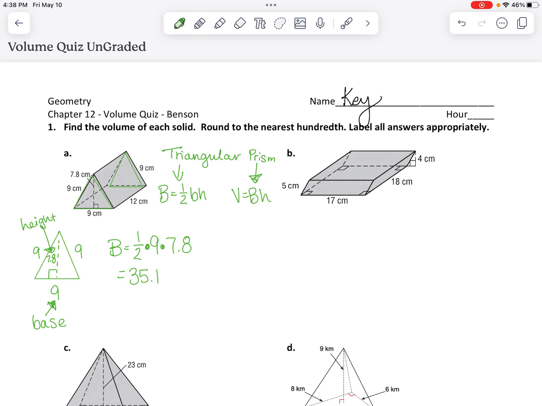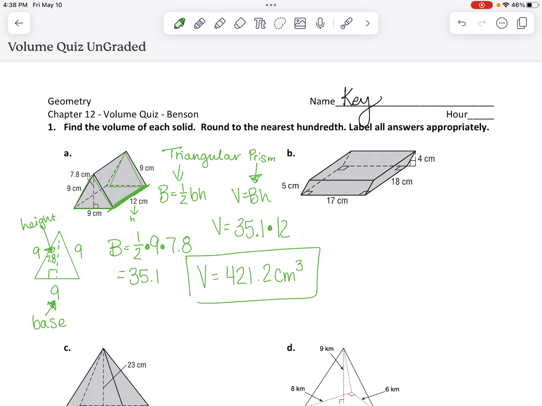Now, the height of the prism always has to go perpendicular to the bases, and it connects them for a prism. So this is my prism height. So that's my H. So volume equals 35.1 times 12. Volume is therefore 421.2 centimeters cubed. Do not forget units.